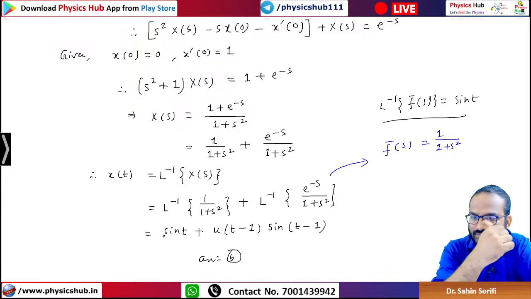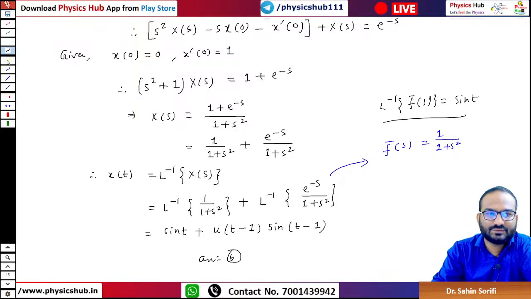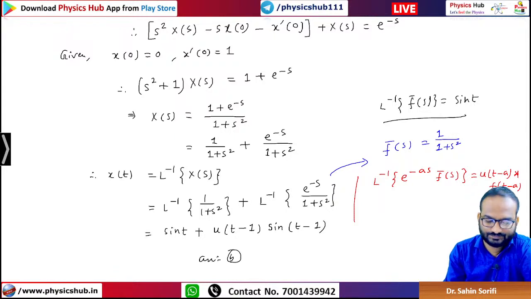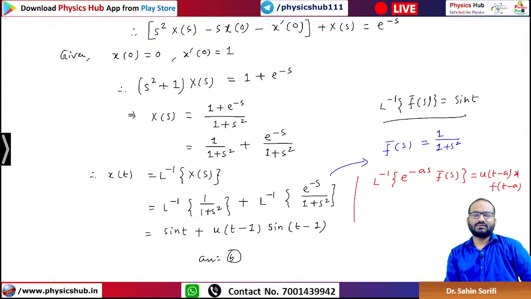Here we have used this formula: inverse Laplace transform of e to the power minus s f bar s is equal to u of t minus a multiplied by f of t minus a. So the concept is essentially very simple, but the concept is a little unusual. Unusual in the sense unpopular here.